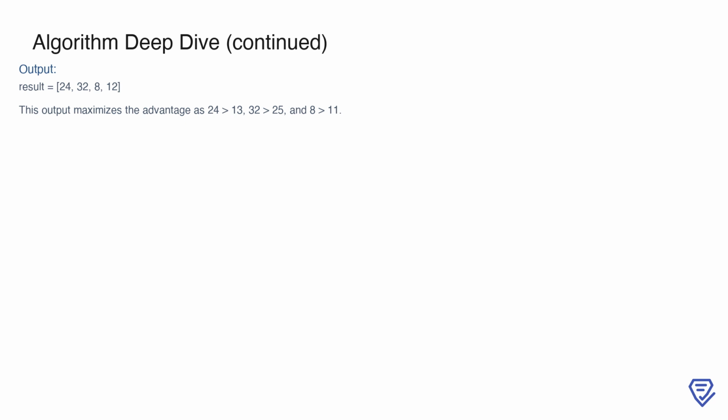Finally, the result array is 24, 32, 8, 12, which maximizes the advantage. Specifically, 24 beats 13, 32 beats 25, and 8 beats 11, while the last pairing sacrifices 12 against 32. By following this greedy approach, we ensure that nums1 is rearranged optimally to win as many pairings as possible. This solution demonstrates the power of combining sorting, two-pointer techniques, and greedy strategies to tackle challenging optimization problems efficiently.